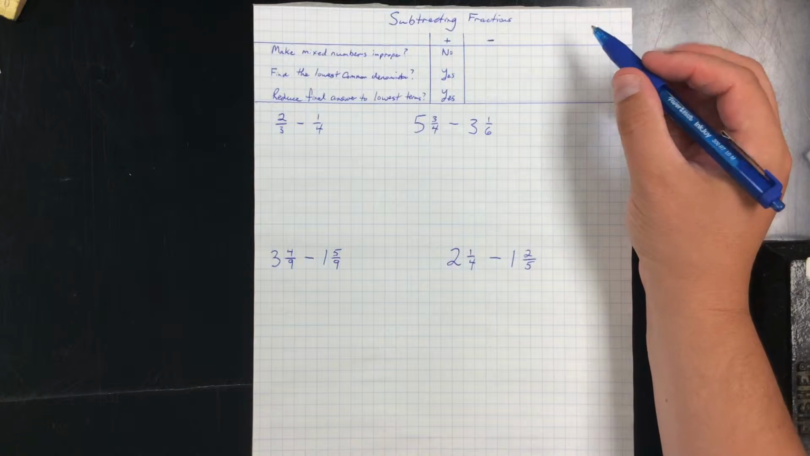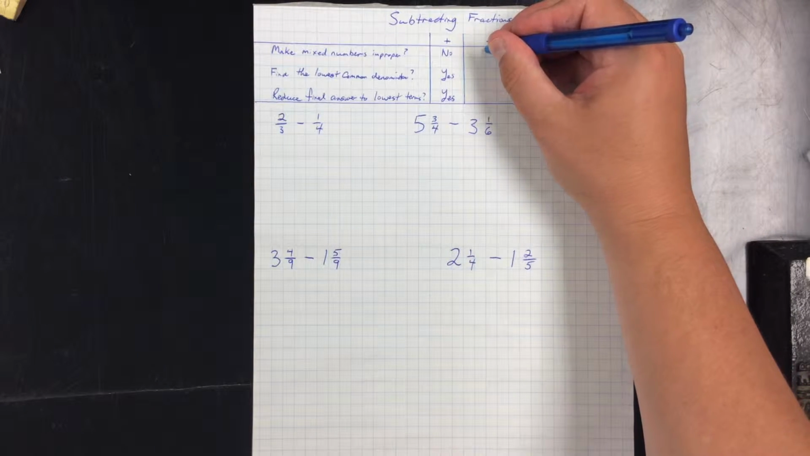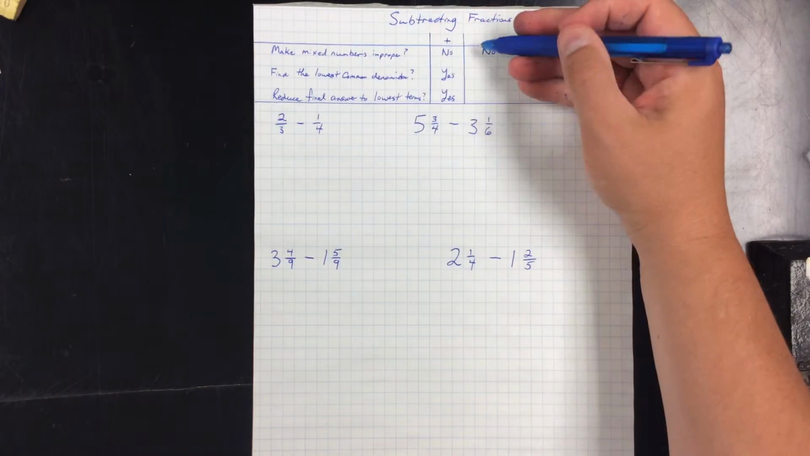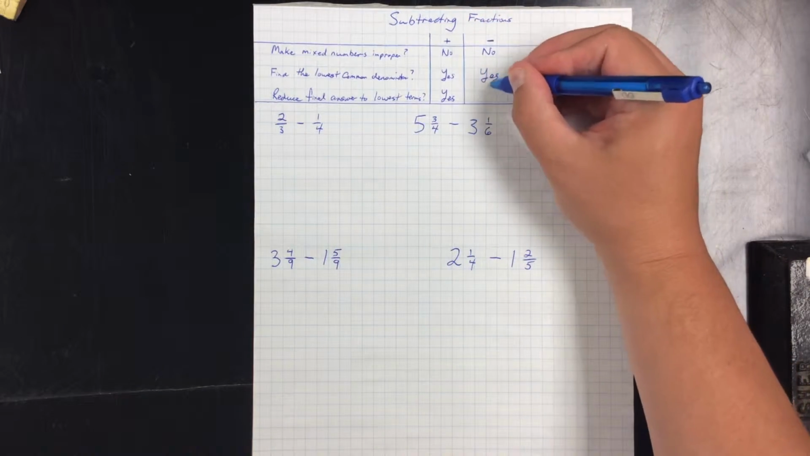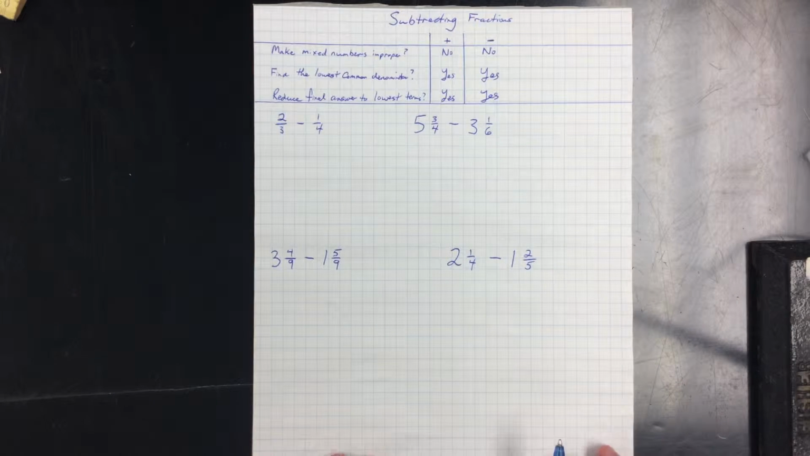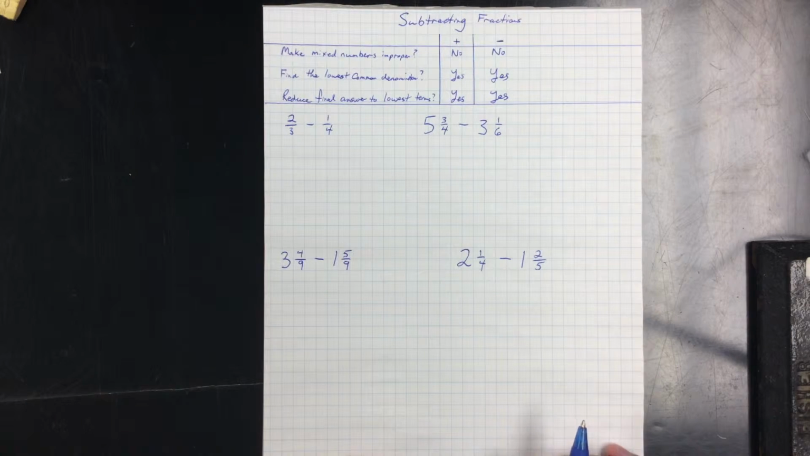We're going to want to do the same thing today. Any mixed numbers, we're going to want to leave them as mixed numbers. We're going to want to find the lowest common denominator, and we're going to want to put our final answer into lowest terms. So let's take a look at a couple of these questions.